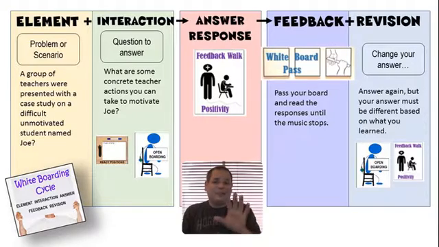But you're not allowed to put the same exact thing as before. So this is one of those things where they're going to answer again in a different way. So I start the music, they pass the boards around, play the music for a while, they're looking at different things they could do to help with Joe. Stop the music, erase your boards, 5, 4, 3, 2, 1. Okay, go ahead and answer again.